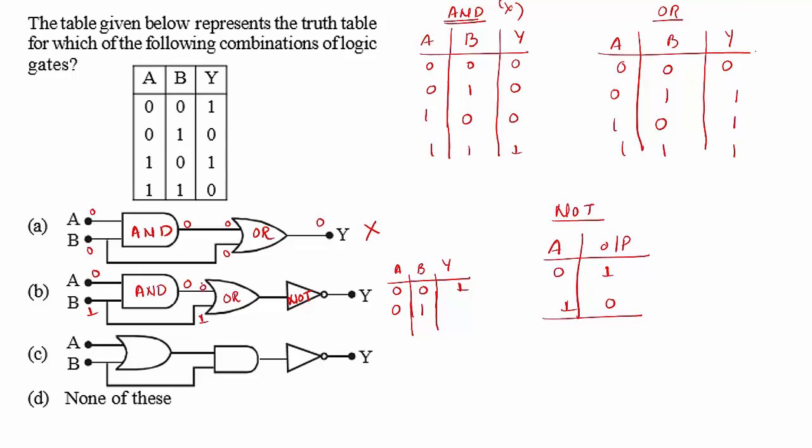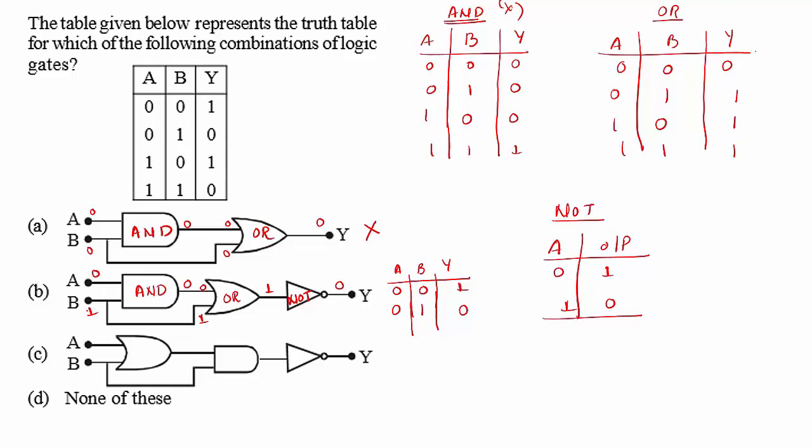0 and 1 are the input for the OR gate. 0, 1. If any one is on, we can take it as 1. 0 and 1 means the output is 1 here. So 1 goes to the NOT gate, and the inverse of 1 is 0. So 0, 1 is 0.